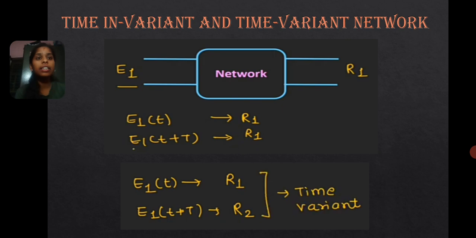Time invariant and time variant network. Time invariant means E1 of t equals R1, E1 of t plus T equals R1. This is the time invariant. Time variant means E1 of t equals R1, E1 of t plus small t plus big T equals R2. This is the time variant.